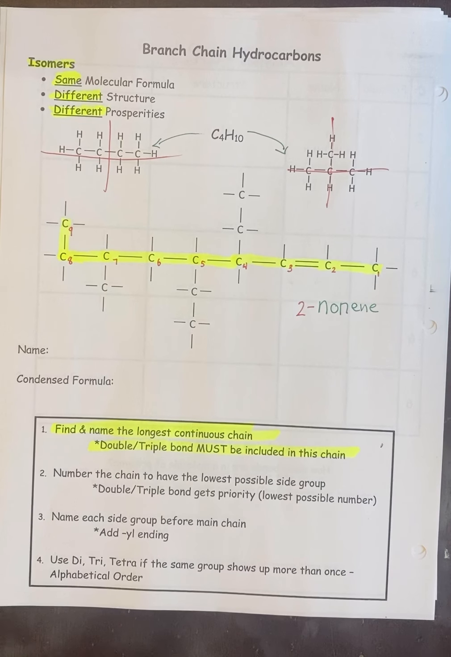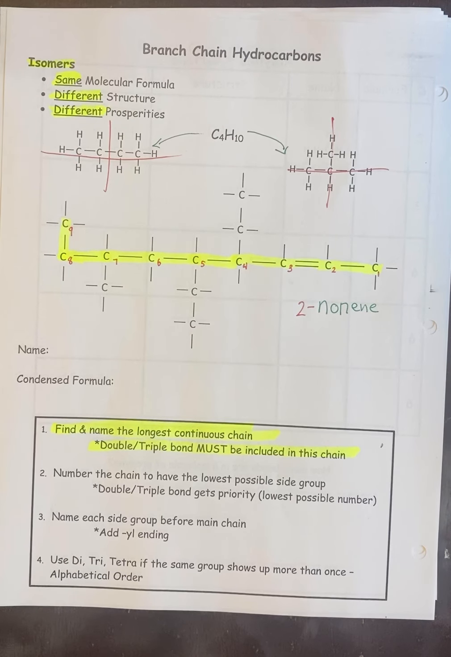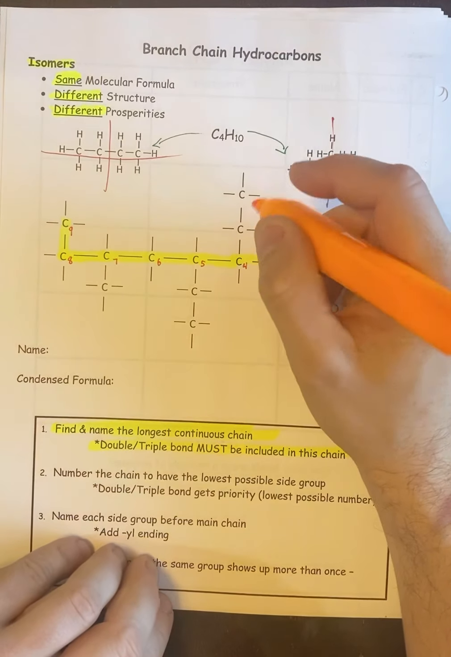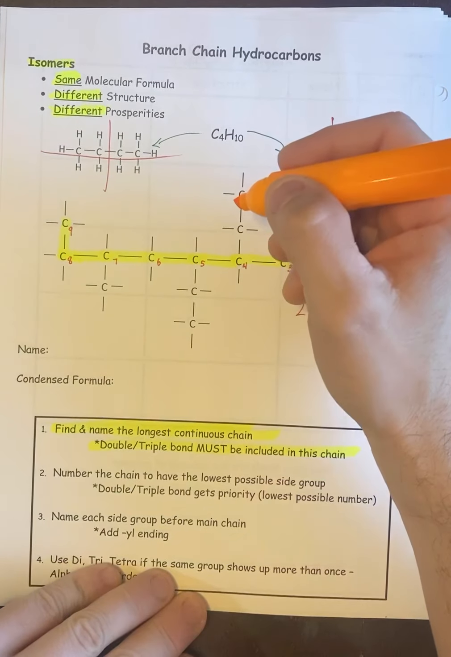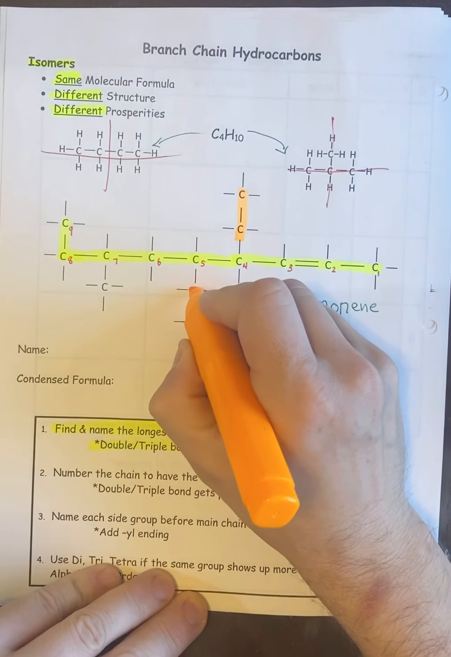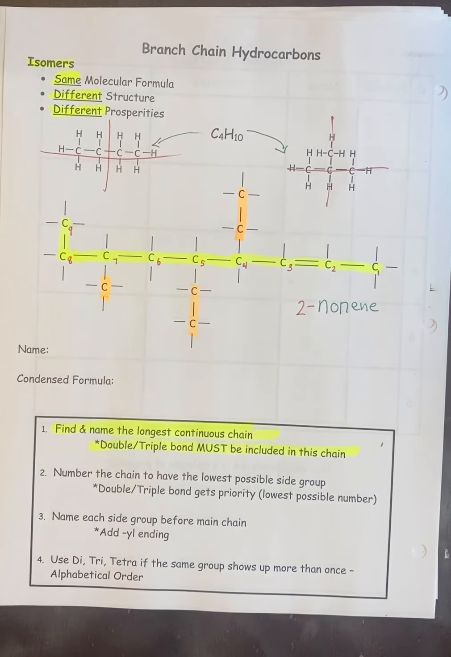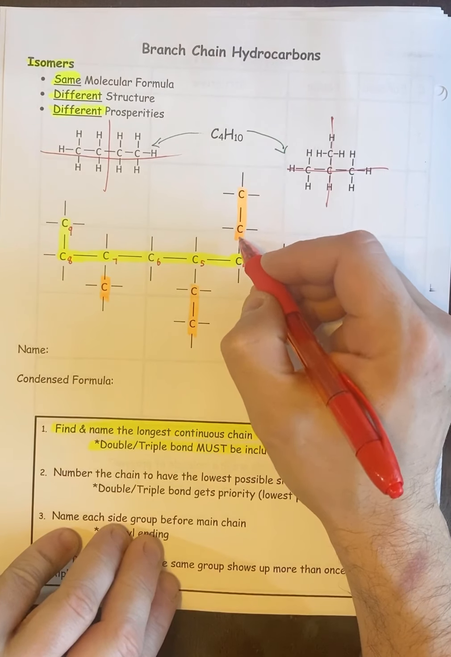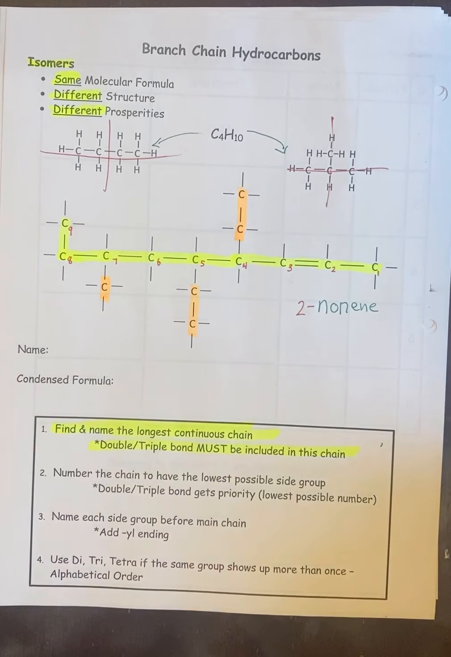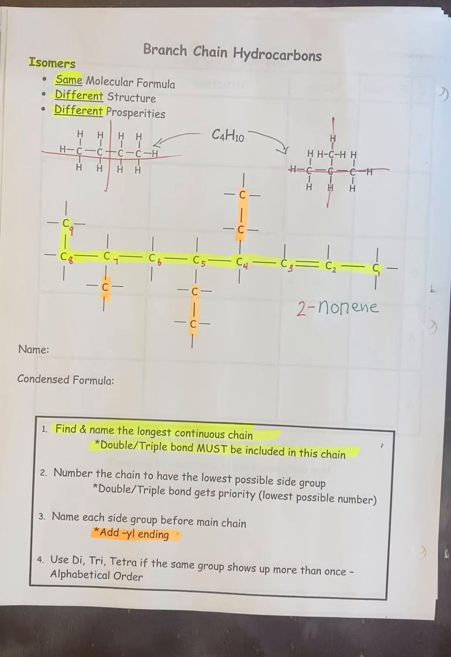Next part, so step 3. Name each side group before the main chain. So we've got some side groups. Or they're also called branches, but same idea. So think of this as like a tree, and these are the branches. There's a branch of 2, there's a branch of 2, and there's a branch of 1. So for a branch of 2, notice the branch gets a YL ending.